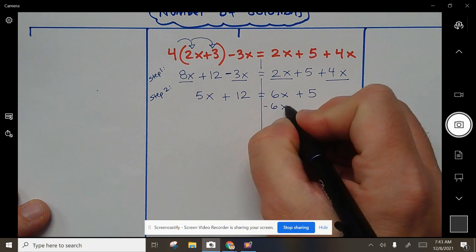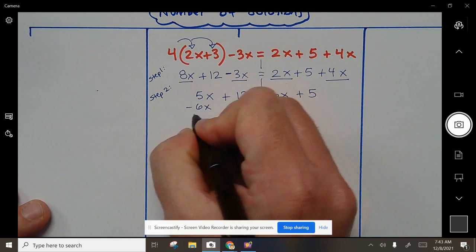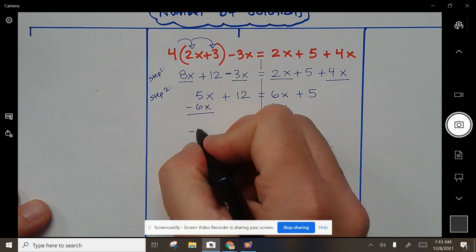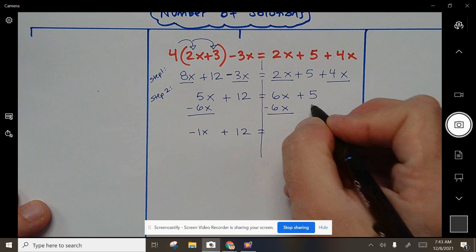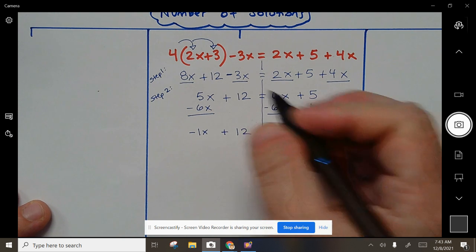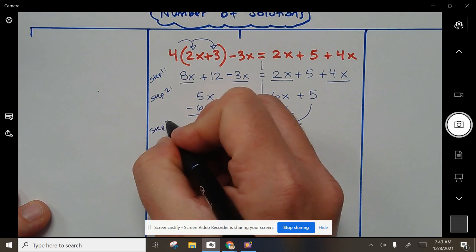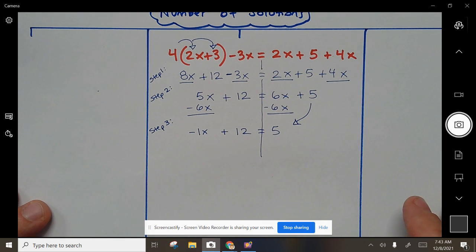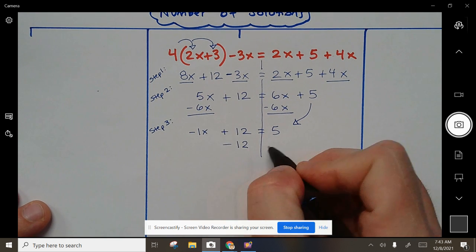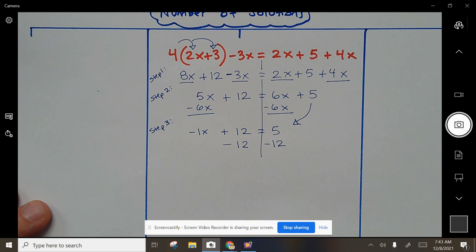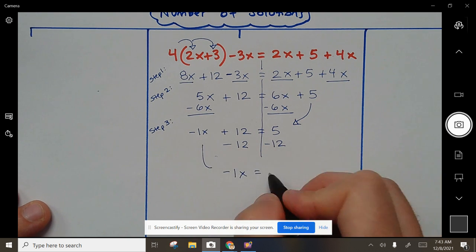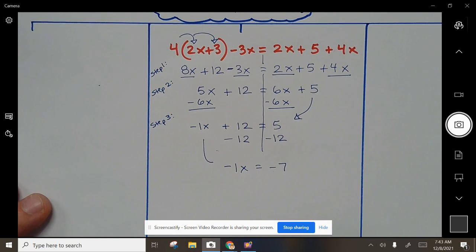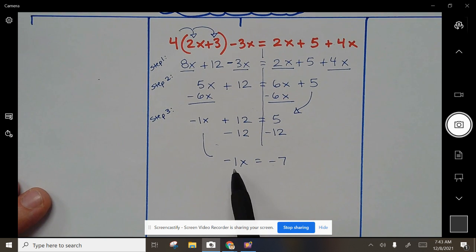Then I'm going to go letters to the left. All right, that cancels out. I'm going to get negative 1x. I don't mind you putting 1x plus 12 equals 5. That was step 3. Okay, then I'm going to subtract 12. All right, so now I have negative 1x equals negative 7. Am I allowed to keep this a negative 1? No, I have to get rid of that. I have to divide it.